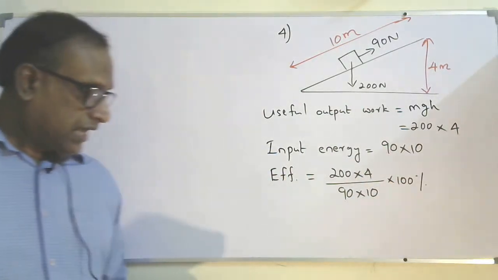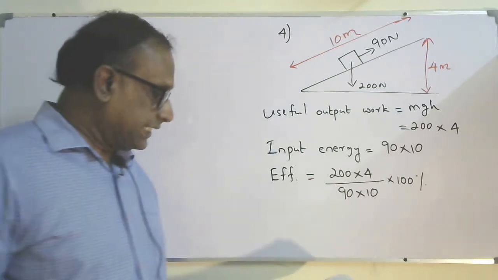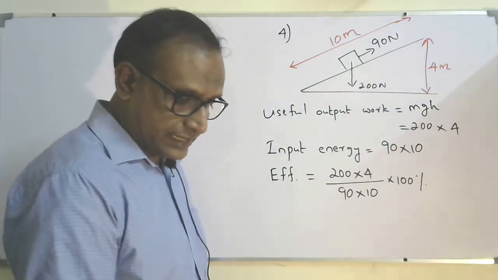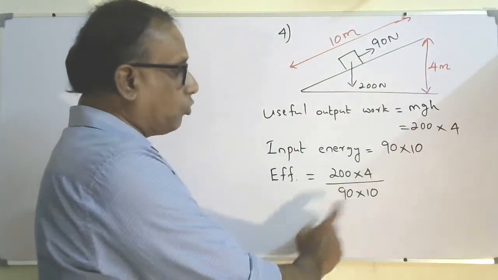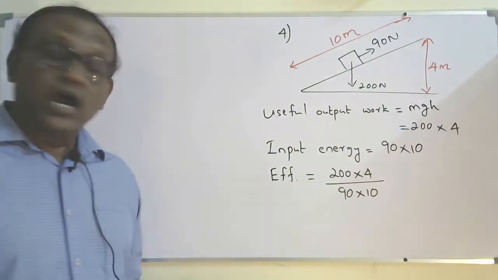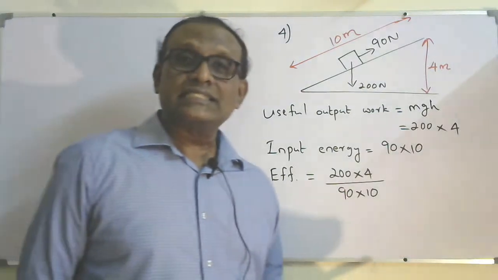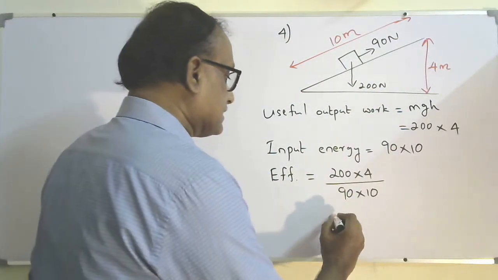Okay, so the answer is not given in percentage, so we can remove the percentage. So if I give it in fraction, that's going to be 200 times 4 over 90 times 10. Are there any such answers? Yes, answer C. The correct answer is C.